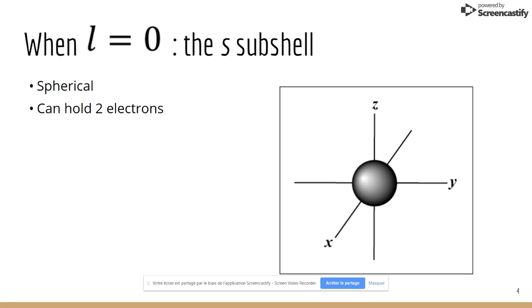Right, so the first subshell is the s subshell, which is spherical. So when l is equal to 0, m sub l must be 0. I only have one value of it that can have both plus 1/2 or minus 1/2. There's only two possible electrons that could be distinguished by l equal to 0, hence the s subshell being able to have 2 electrons.